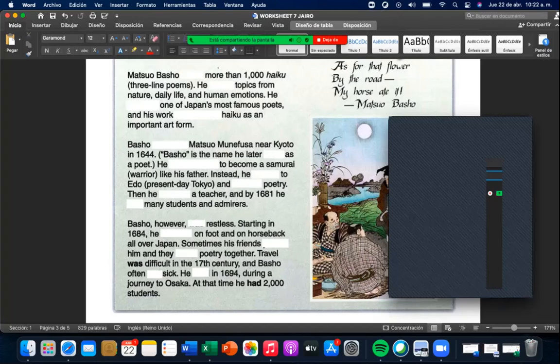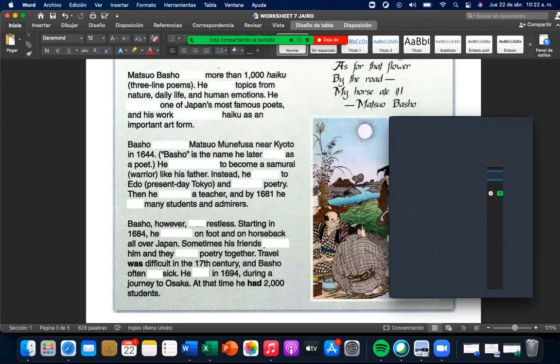Matsubashi, more than 1,000 haiku, three-line poems. He chose topics from nature. Juliet, I'm sorry. Remember that you need to tell me the verbs that you included in each space, right? The verbs that you also used here in these four lines, in these four spaces.